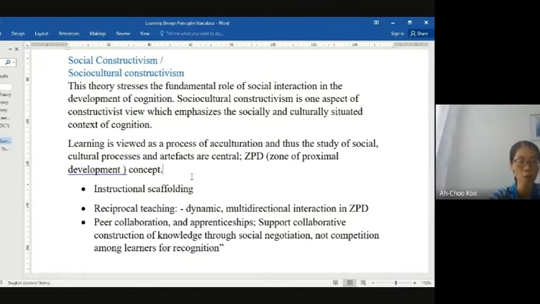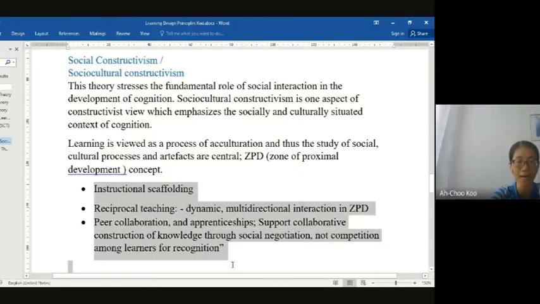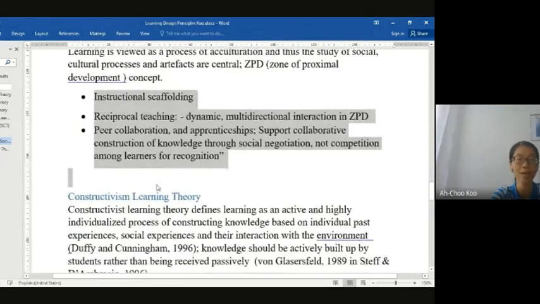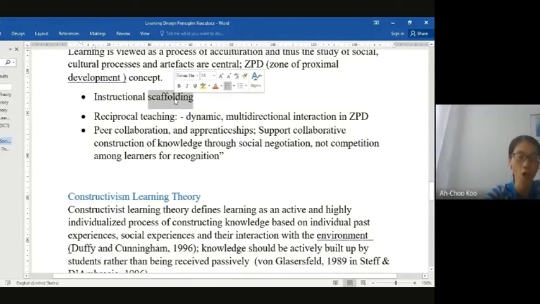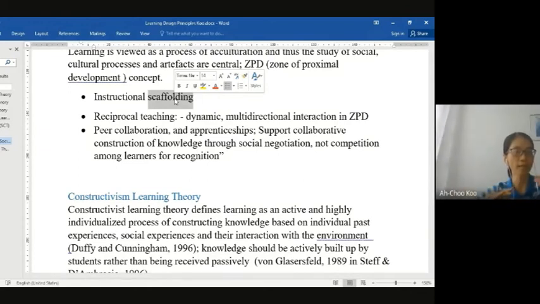So consequently, there are some practices that teachers, instructors or trainers apply. So these are the popular ones. Instructional scaffolding, the concept of scaffold. You know, when you build a building, we need scaffold, step by step to build that structure so that we can go up step by step to build the building. This is what we call scaffolding. Same thing goes to learning, which requires step by step guidance.